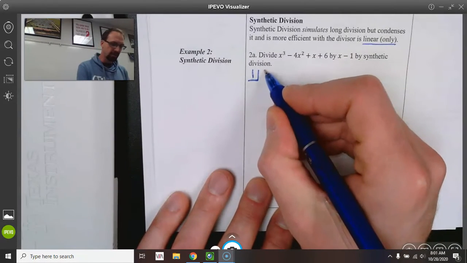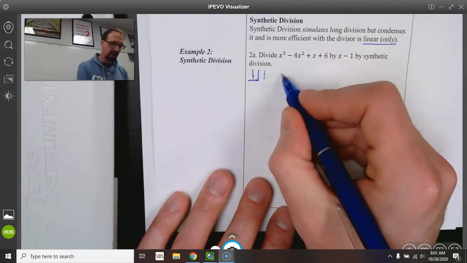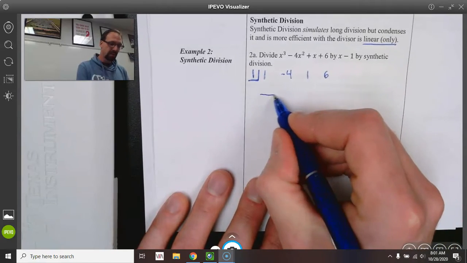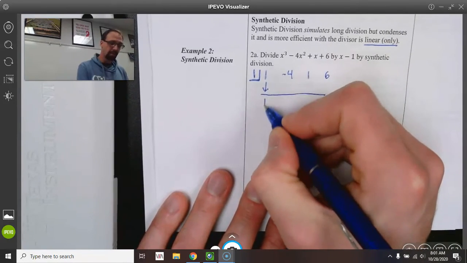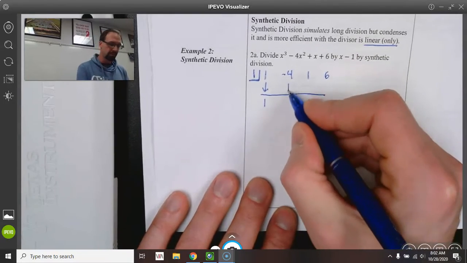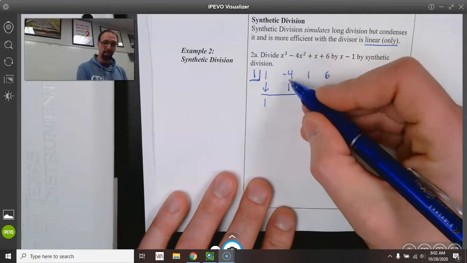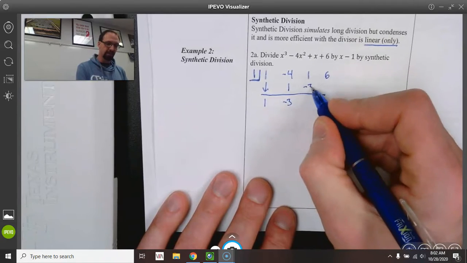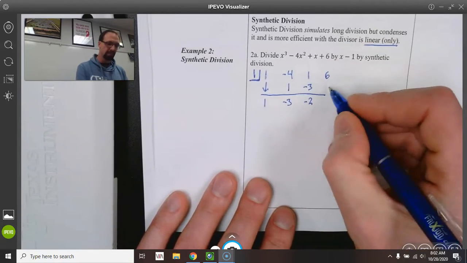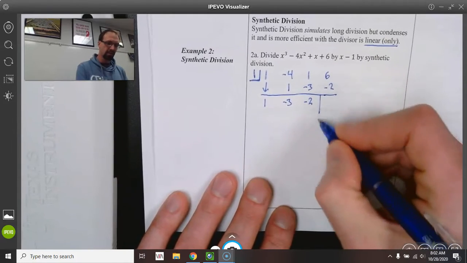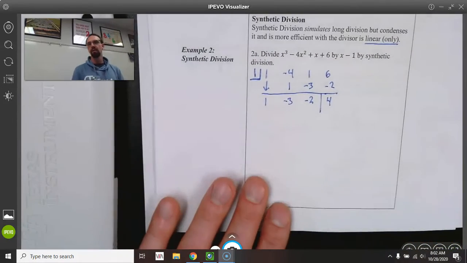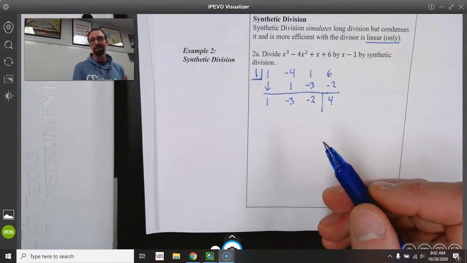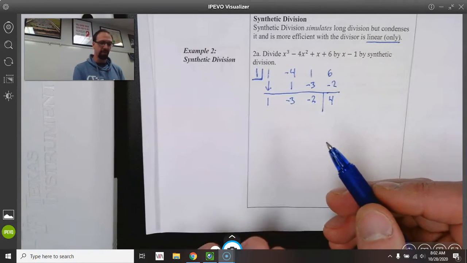The coefficients of each of these terms: 1 for x cubed, negative 4 for x squared, 1 for x, and then 6 for our constant term. Draw the line, bring down the 1, and then I'm going to multiply through. 1 times 1 is 1. Negative 4 plus 1. When we combine these, we do it by addition. Negative 4 plus 1 is negative 3. Negative 3 times 1 is negative 3. Combine these, we get negative 2. Negative 2 times 1 is negative 2. And then I usually draw a longer vertical line here and then 4. This 4 is a remainder. And then these are the coefficients of your terms for each of the parts of the remaining polynomial.